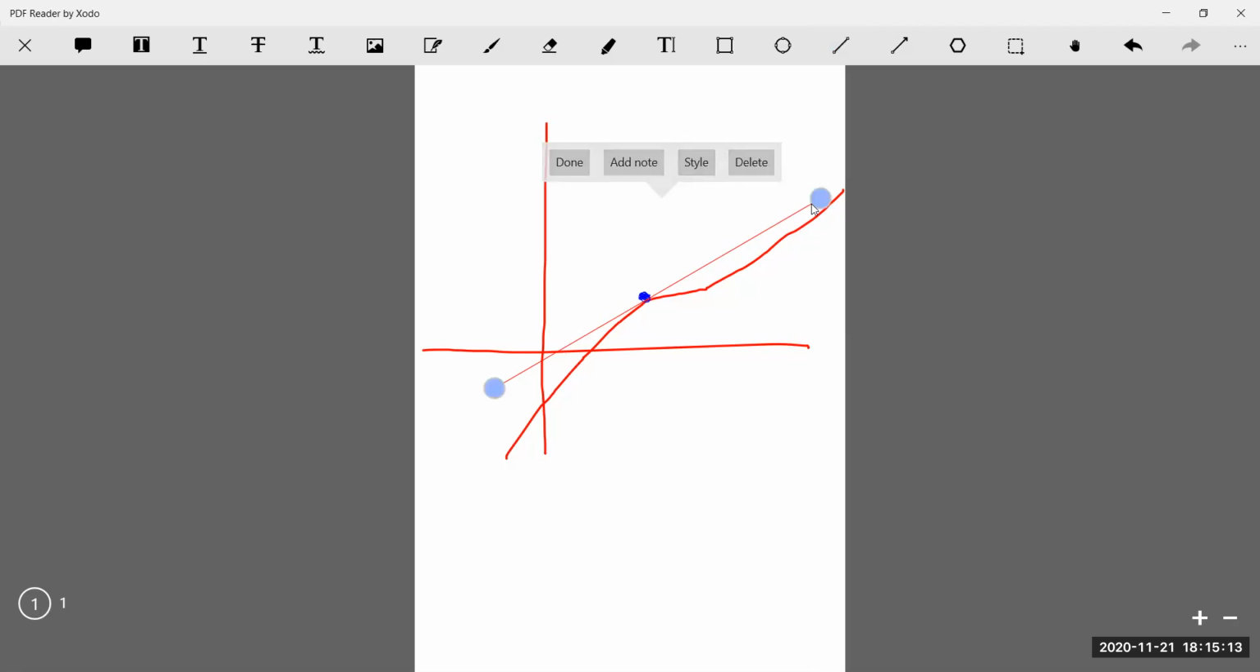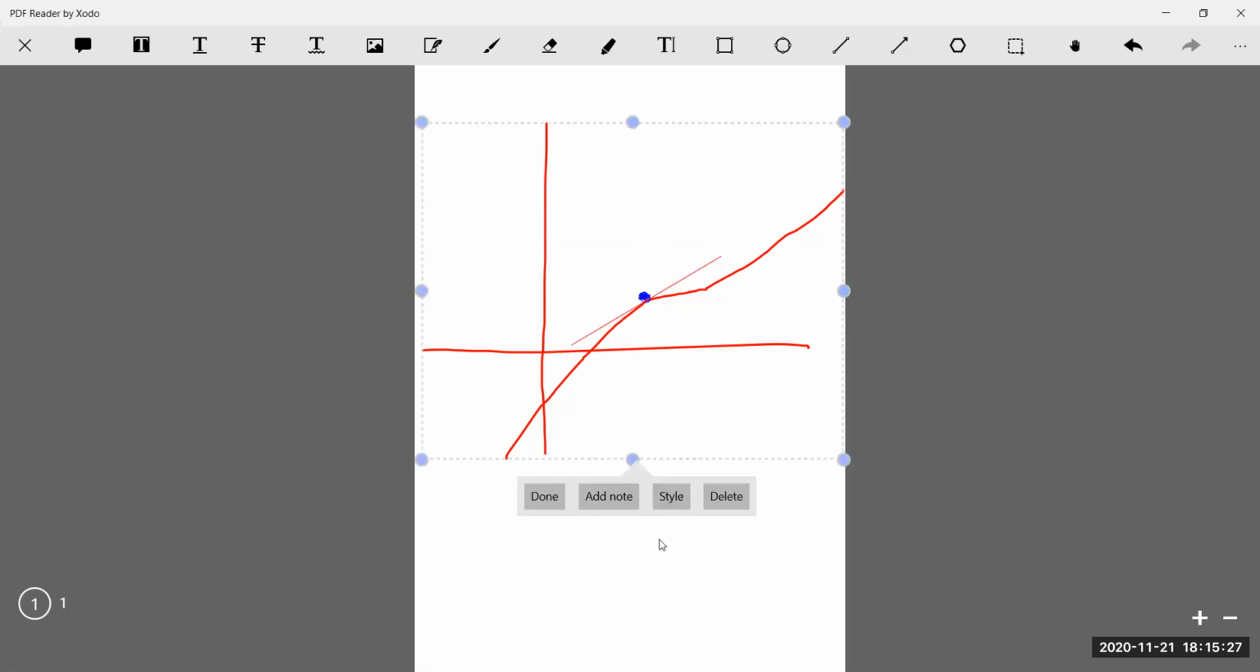So what we would say is that this line is a tangent to the curve, and that point right there is known as the point of tangency. It only touches the curve at that one single point. So this line is a tangent to the curve. And again, the gradient of the curve at this point is equal to the gradient of the tangent at this point.